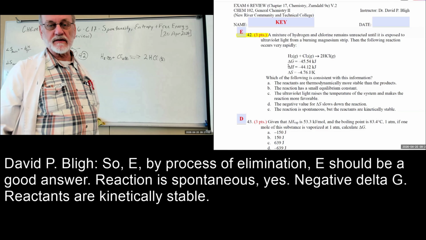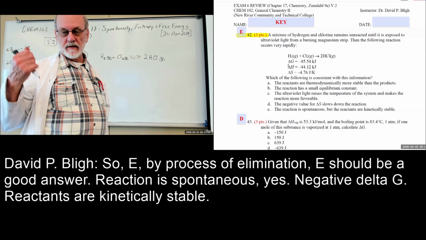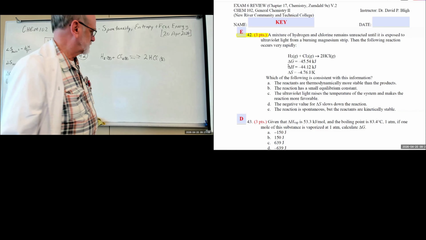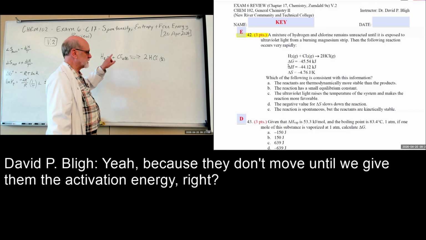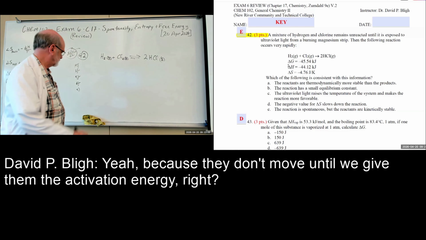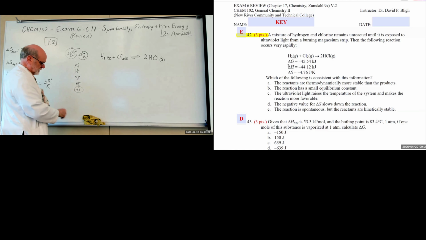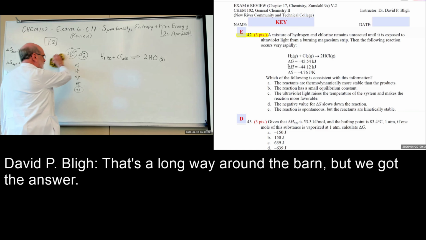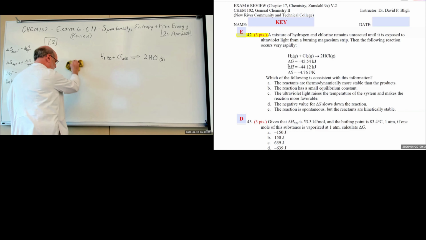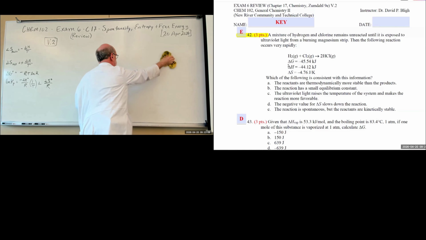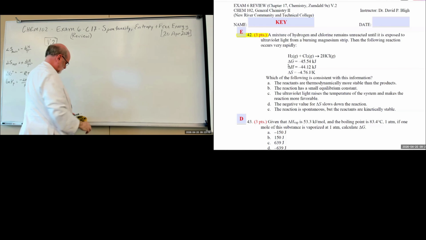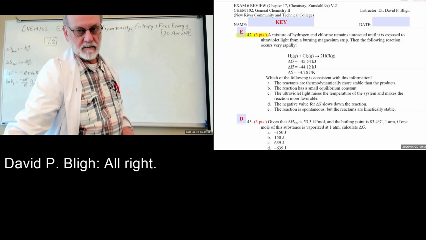Reaction is spontaneous, yes. Negative delta G. Reactants are kinetically stable. Yeah, because they don't move until we give them the activation energy. Right. Okay. That's a long way around the barn, but we got the answer. All right.